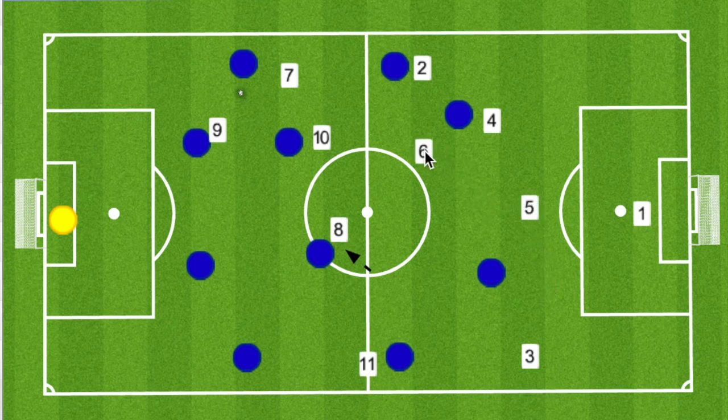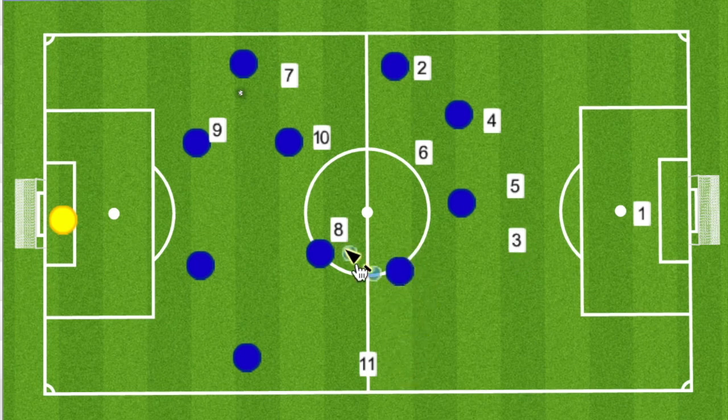Number 6 steers over, shifts over, slides over. Number 5 slides over. Their attacker would most likely slide over for a little bit of support, potentially a long ball. Then get rid of that one. And then everybody just essentially slides over.